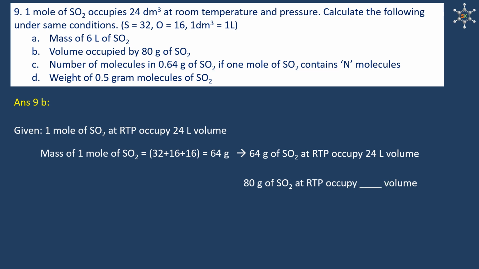Again apply the unitary method. 80 gram multiplied by 24 liter divided by 64 gram. This gives 30 as the answer. Gram and gram cancel, liter will remain as the unit. So, 80 gram of SO2 at RTP occupy 30 liter volume.